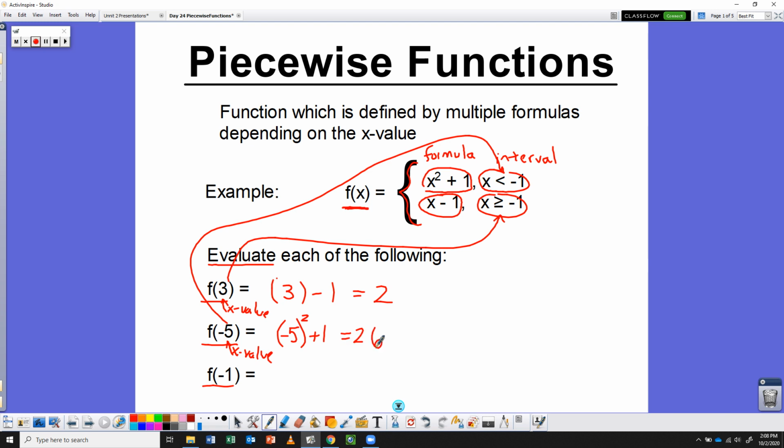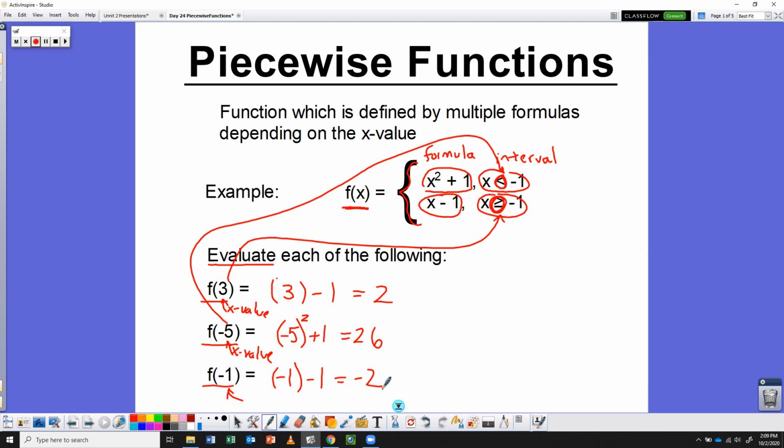Now the last one is one of the most tricky ones. -1, if you go back and look at your intervals, is actually the number at which we switch formulas. But when you look at the intervals more carefully, you realize one of them actually includes -1 and the other one does not. So we have to pick the formula where -1 is actually included, which is the bottom formula. Again, we're going to be putting parentheses around our substitution. So we have -1 and then -1 more, which makes -2.